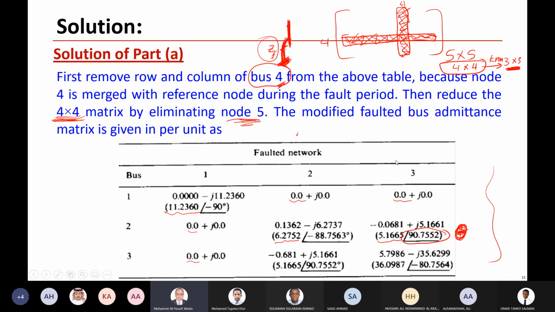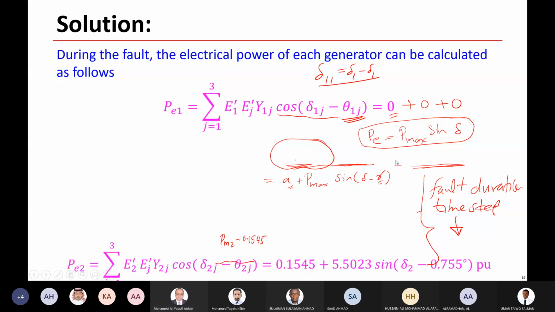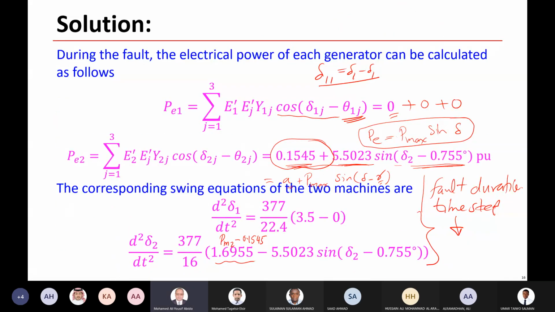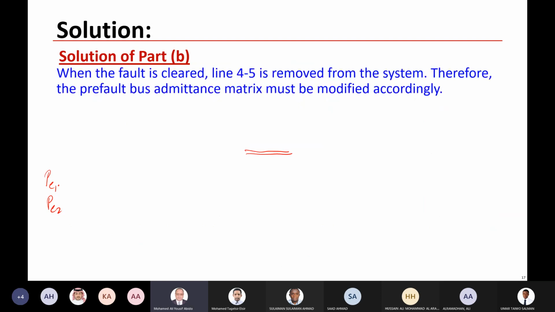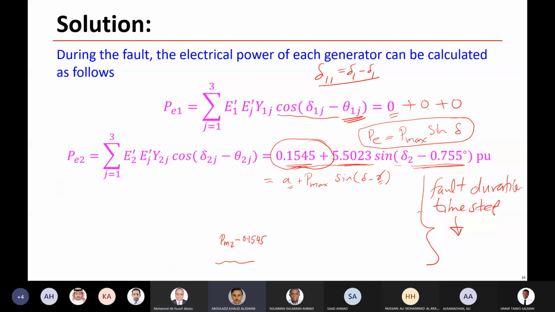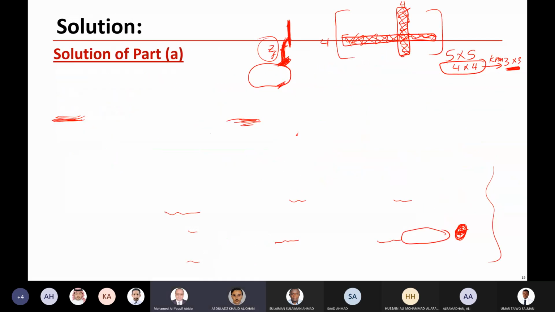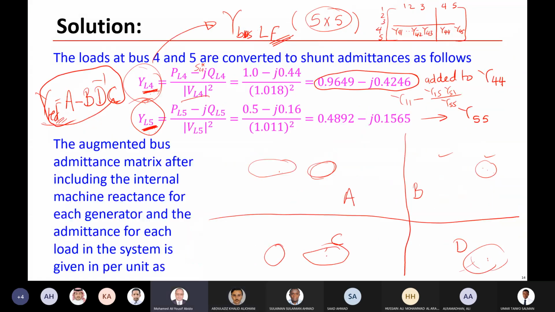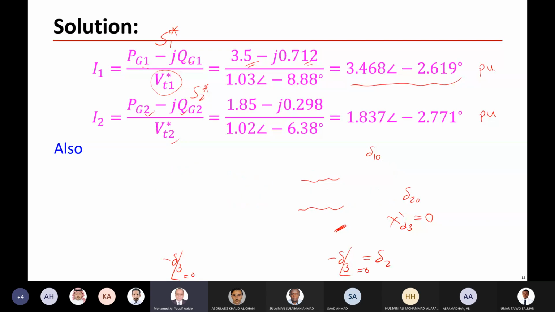Okay. Any other question? Yes, Doctor. Yes, Abdulaziz. What if the fault was in the middle of the line instead of at bus 4? Well, this is a good question.